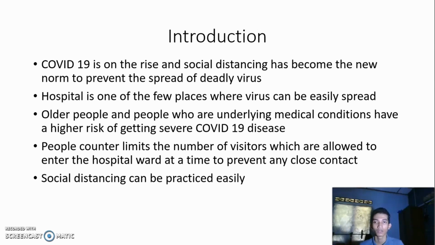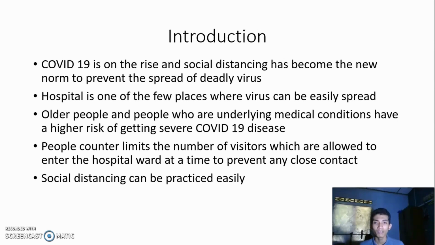So, recently, COVID-19 has been on the rise all over the world, with over 9,000 cases here in Malaysia, and social distancing has become one of the new norms to prevent the spread of the deadly virus. So hospitals have been listed as one of the few places where the virus can be easily spread and may have a detrimental effect on the patients.